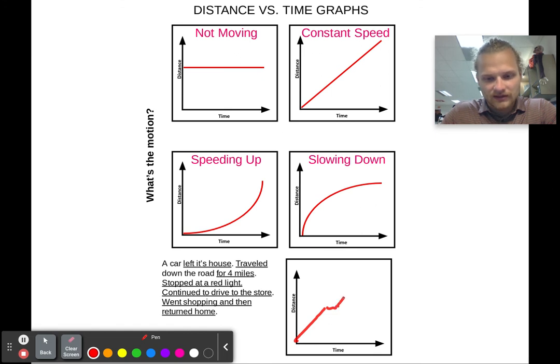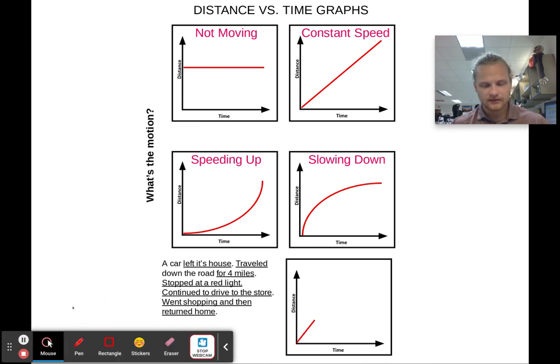Continued to drive to the store, so it should continue at that same speed or very similar. Once it gets to the store and goes shopping, the car then has to stay in the parking lot, and then they returned home. So they're returning back to the beginning, headed back the other direction. Let's see if we can match something like that. Clear the screen. Okay, perfect. We got it. Good job, guys.